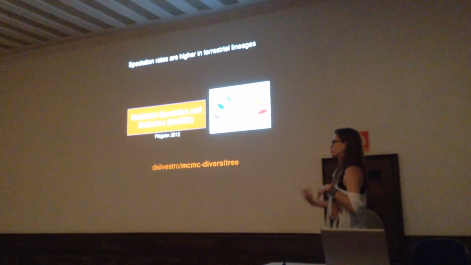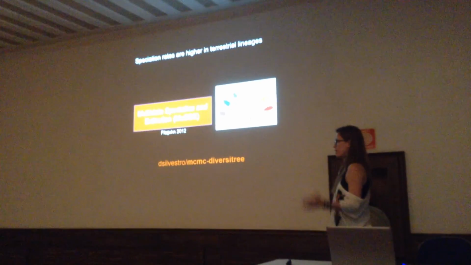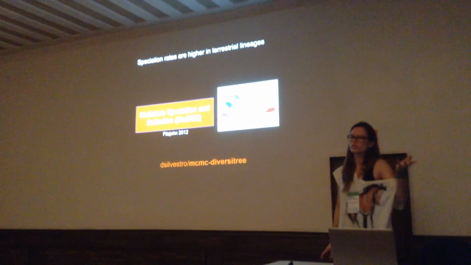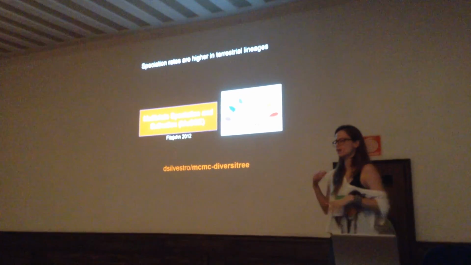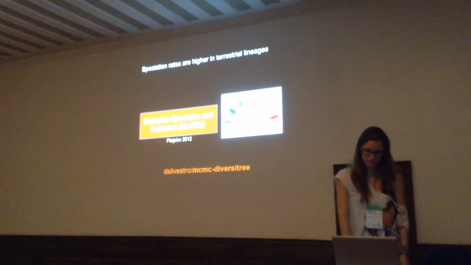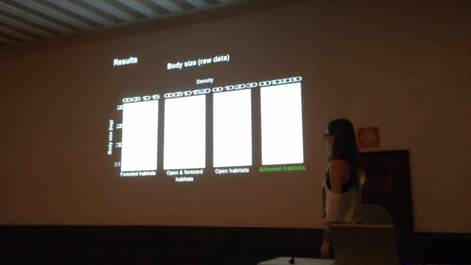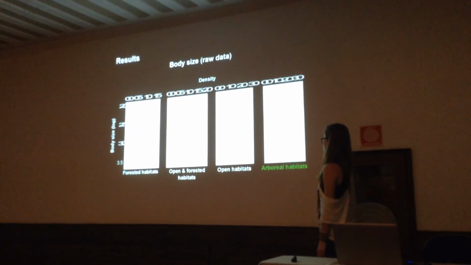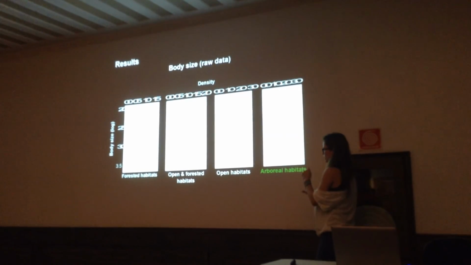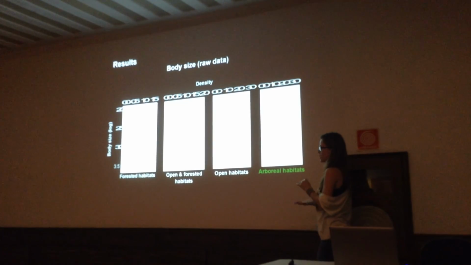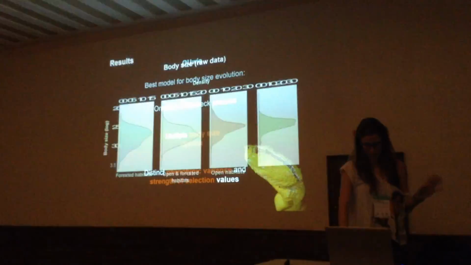To explore our second hypothesis, we use the MuSSE method implemented in the Bayesian framework, and we expect that it will suggest that arboreal snakes are related to smaller speciation rates. So these are the raw data for body size, and you can see that the body size for arboreal snakes is concentrated in a short interval of values compared to the other habitats. But this is only the raw data.